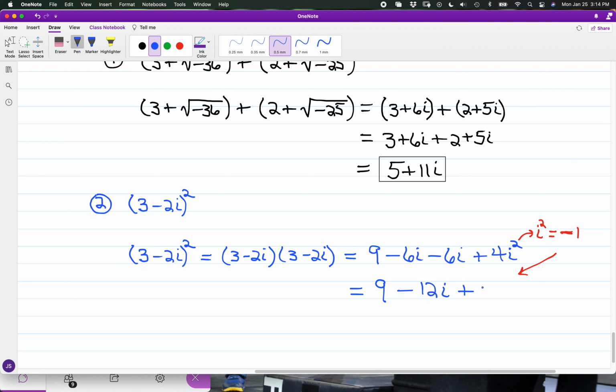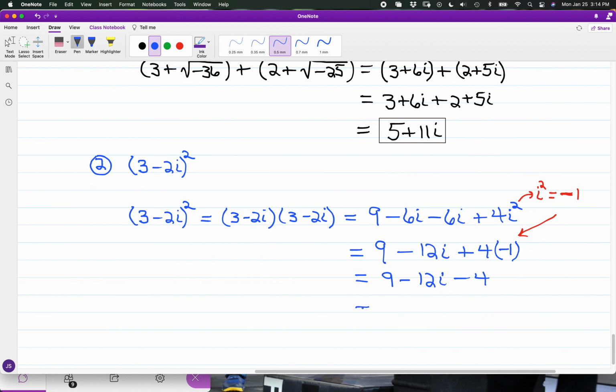Then you got plus 4i squared, but again, that's going to be 4 times negative 1. So you got 9 minus 12i. 4 times negative 1 becomes negative 4. And for this end result, now your a value, you have 9 minus 4, so you have 5 once again. And for your bi, your b value is going to be a negative constant, so that's going to be a negative 12i. So in this format, we have 5 minus 12i.